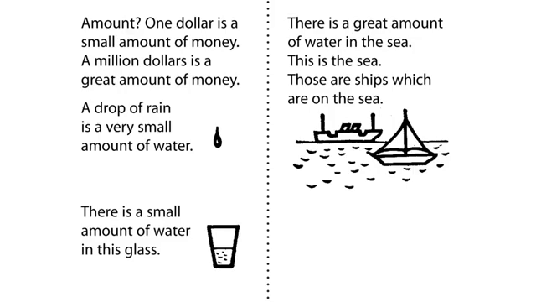Amount? $1 is a small amount of money. $1,000,000 is a great amount of money. A drop of rain is a very small amount of water. There is a small amount of water in this glass. There is a great amount of water in the sea. This is the sea. Those are ships which are on the sea.